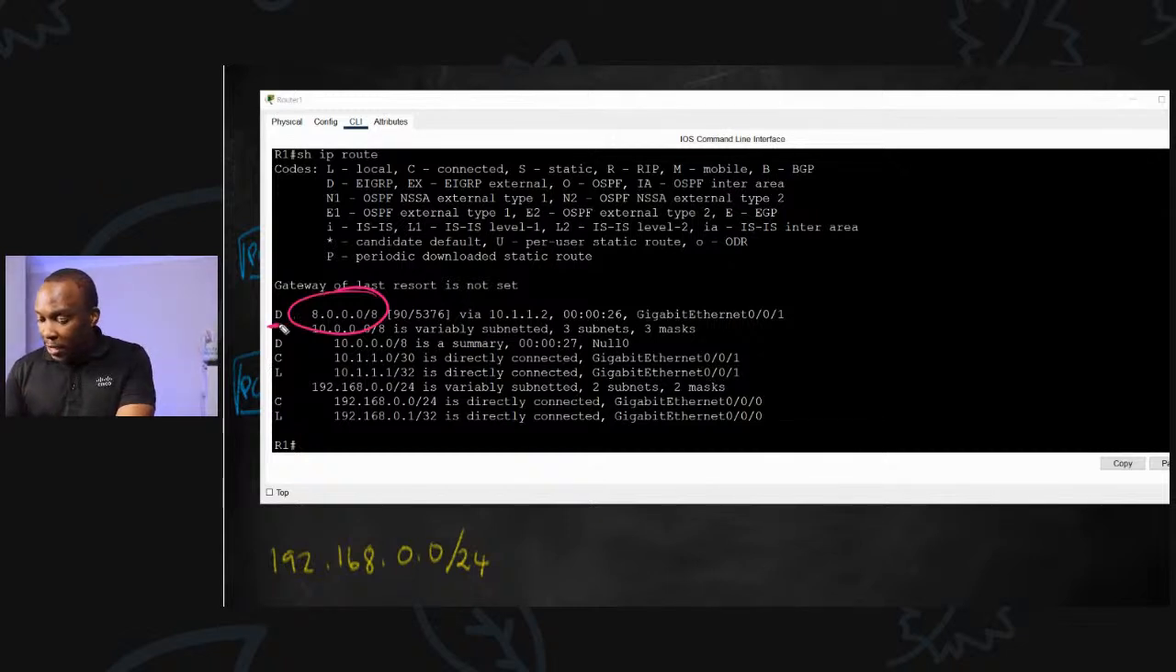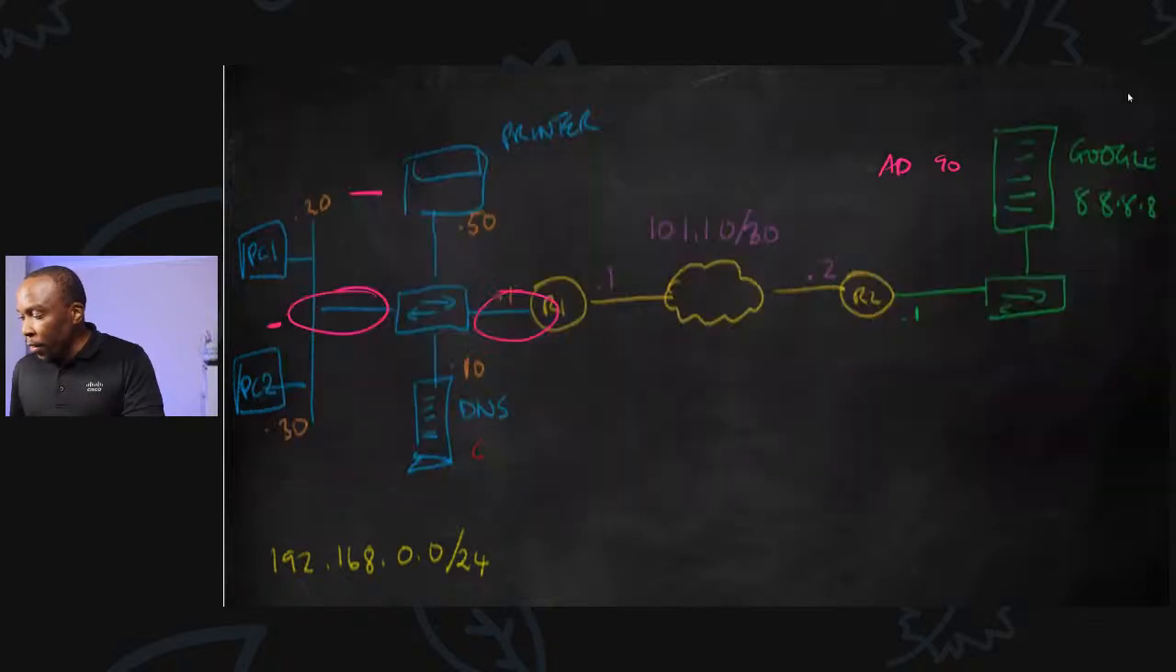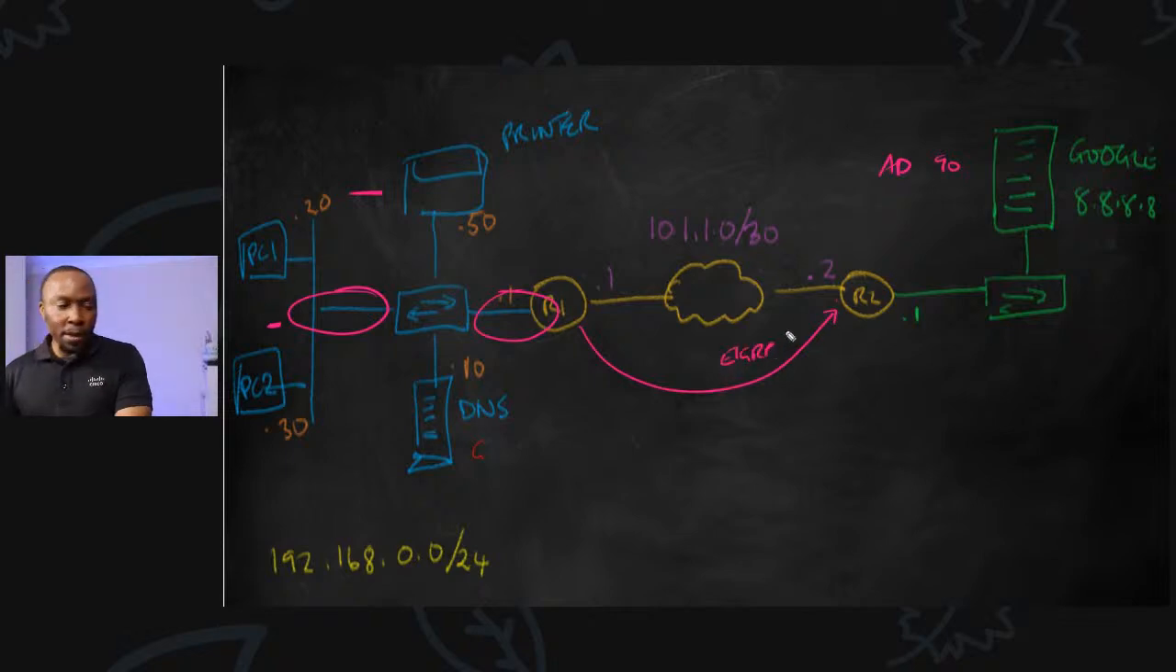I'm learning it from D. What does D represent? EIGRP. So I'm learning this route from EIGRP. AD is 90, because that's the administrative distance for EIGRP. Who is my next hop? 10.1.1.2. Who is 10.1.1.2? If I were to minimize this and go back to our network diagram, this is the next hop. So what this is simply telling me is that this router has learned about this route from this R2 via EIGRP.